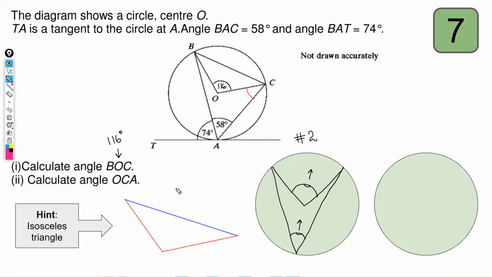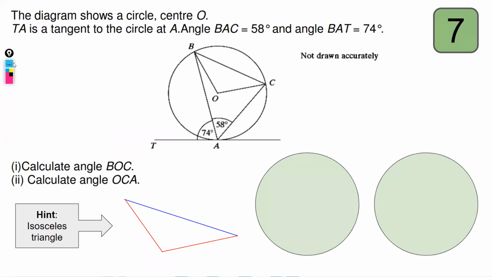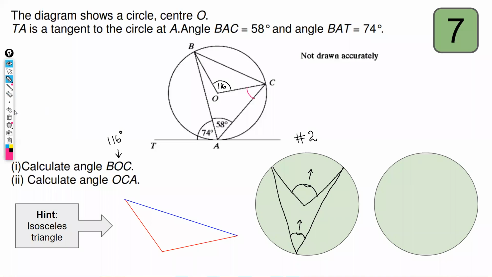I've given you a hint. Somewhere in that question, you will see an isosceles triangle. Look at it carefully. There is an isosceles triangle. So remember what an isosceles triangle is. Two sides must have the same length, right? Two sides must have the same length.